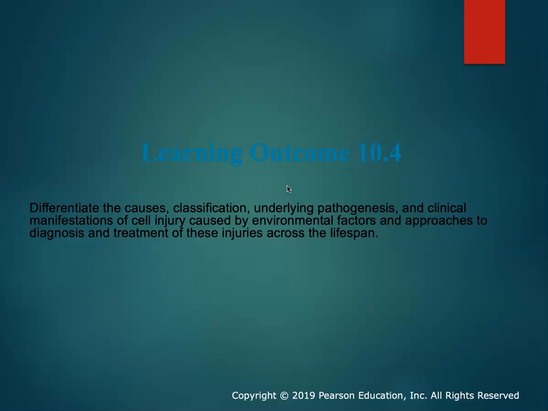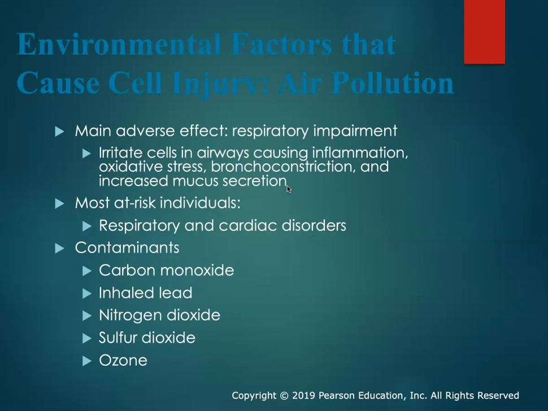Okay, let's talk a little bit now about environmental factors that will cause cell injury. There are various environmental factors that can cause cell injury. We're not going to talk about every single one, but we'll talk about two main ones here in detail. The main adverse effect these environmental factors will have is respiratory impairment, mostly by inhaling some of these things. They'll irritate cells in the airways, they'll cause inflammation, oxidative stress, bronchoconstriction, also increased mucus secretion, and then obviously that will all affect respiratory function.